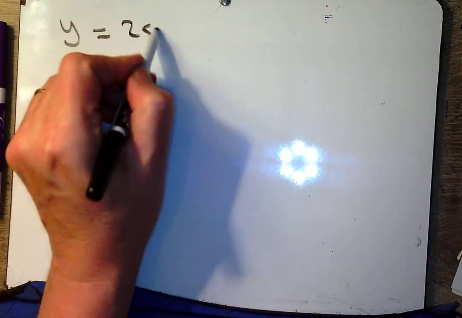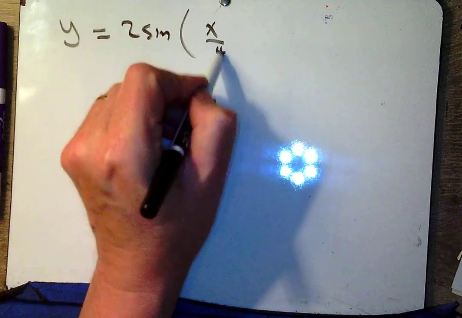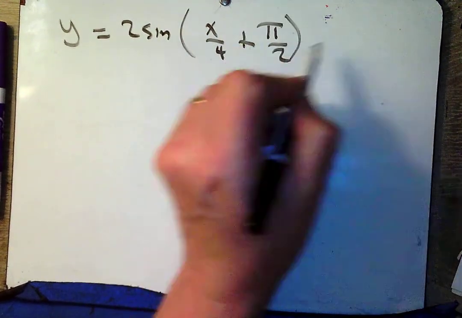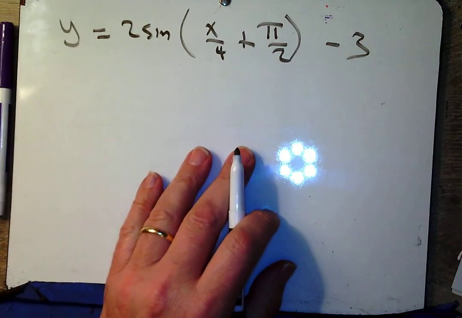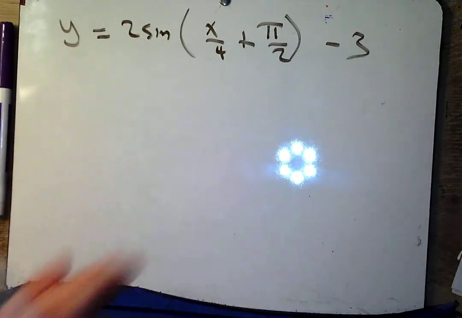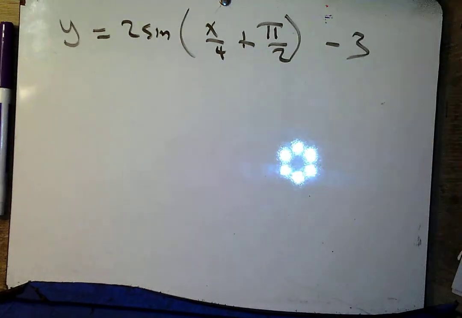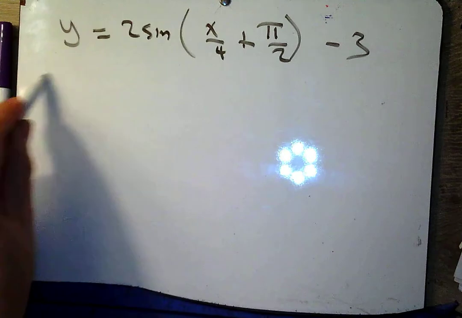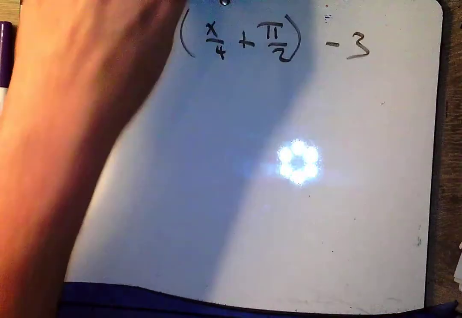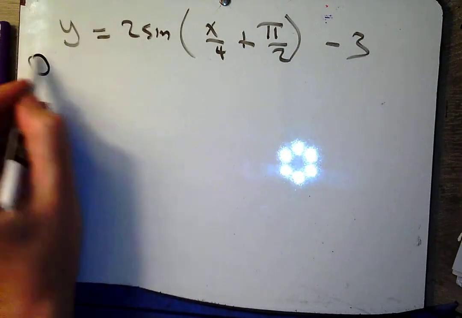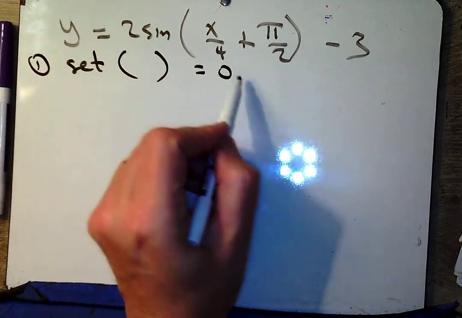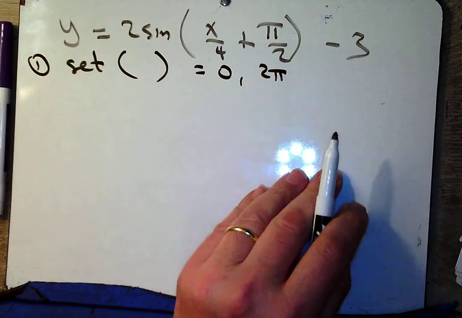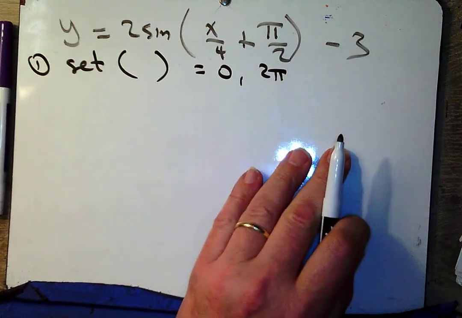Y equals 2 sine x over 4 plus pi over 2 minus 3. Here it is. I got to do those 5 steps. Do you remember what those 5 steps were? Well, first one was, that's very good. First one was set the argument, the stuff in parentheses, equal to 0. And let's just do 1 period, 0 to 2 pi.